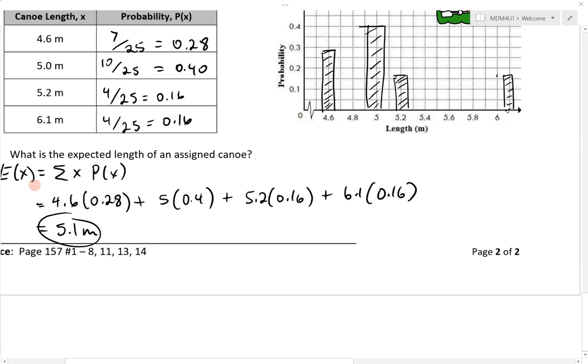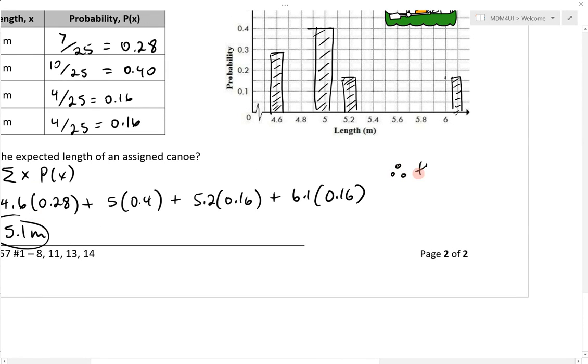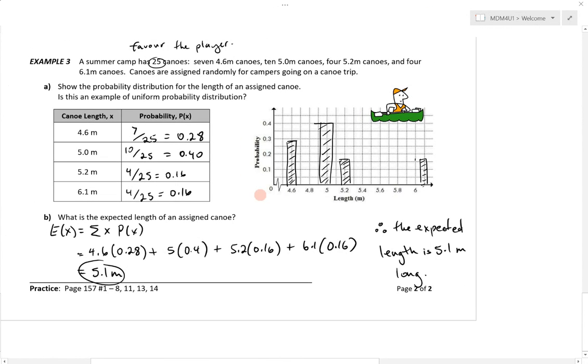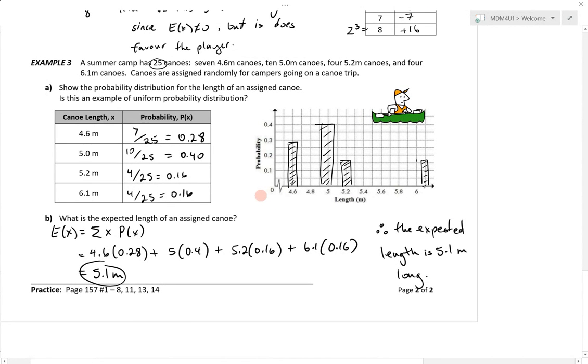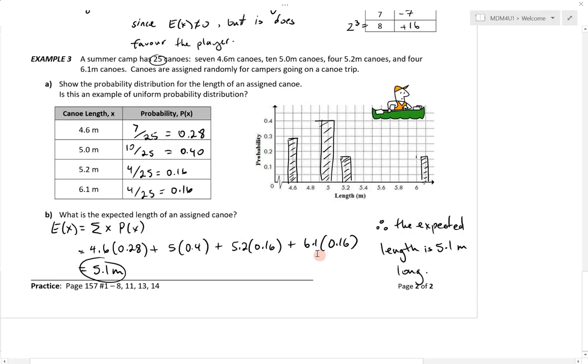So therefore, the expected length is 5.1 meters long. Now, does that mean there's a 5.1 meter canoe? No. Again, expected value is just an average. Okay, and that ends our lesson for 4.2.